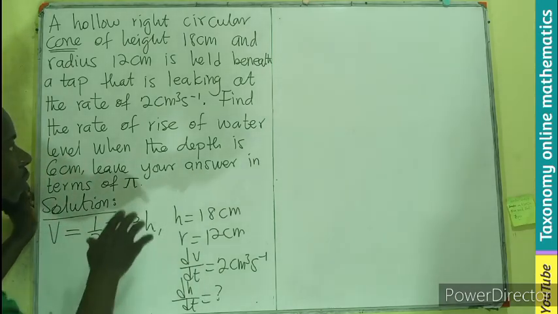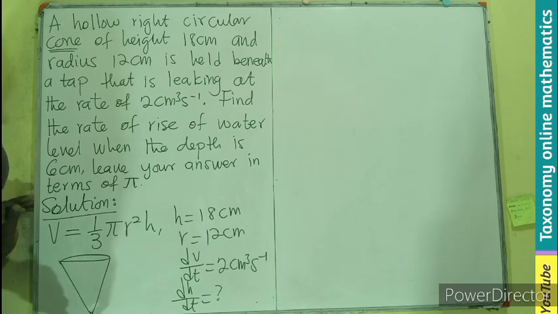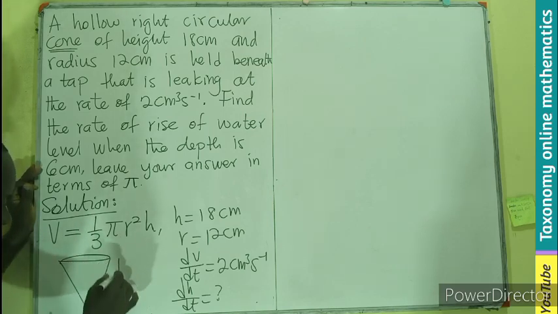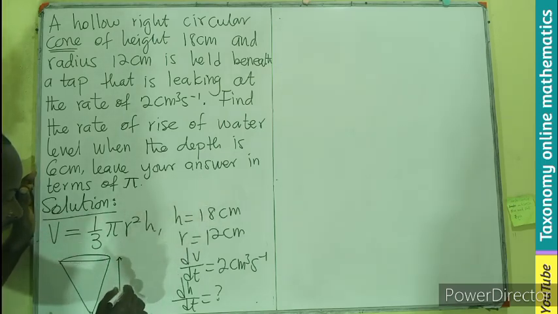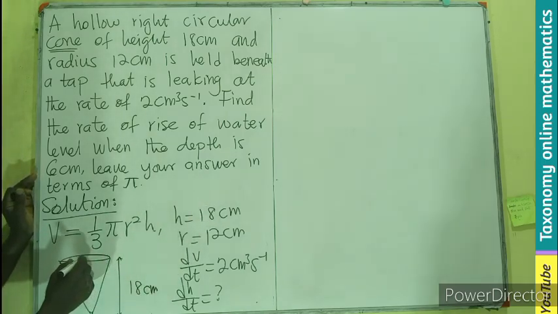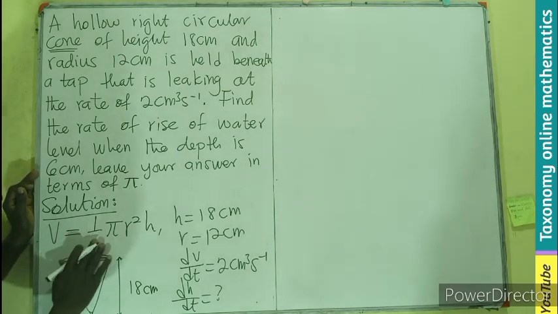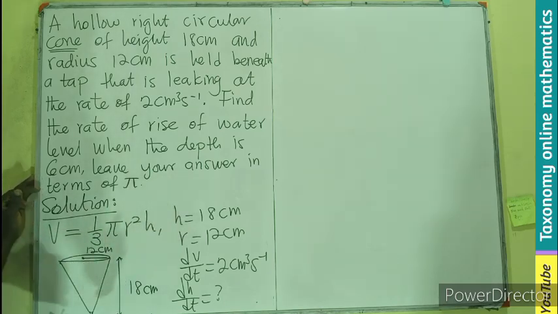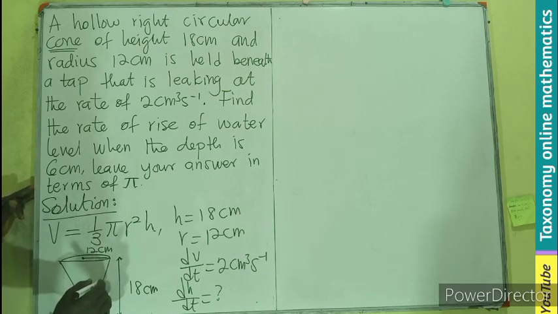Alright. Now, with this information, we can make a sketch of our cone, which is placed under the tap. Then we know that the height of the cone has been given to us. The height of the cone, that is what we have as 18 centimeter. Then the radius of the cone has also been provided as 12. Then the water will be dropping in, so it will be filling, rising up to a certain level, which we are not aware of, so we can just indicate here.